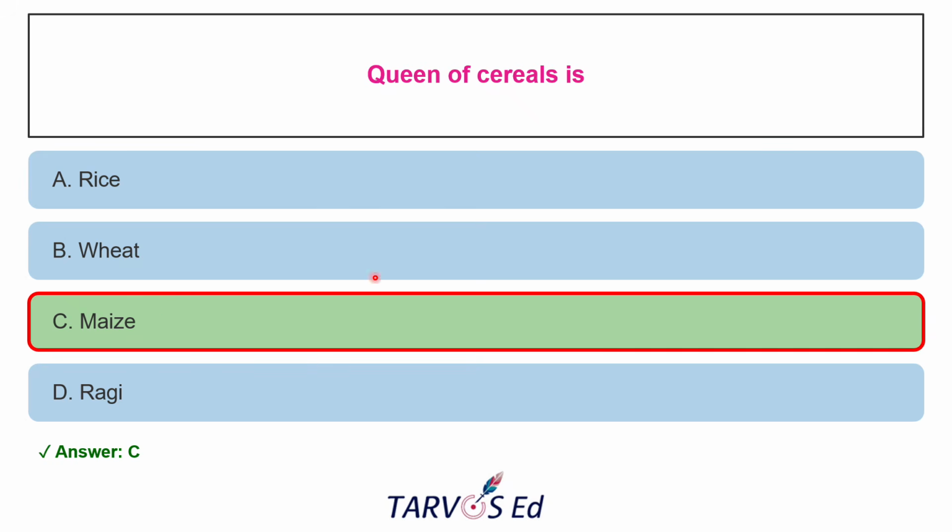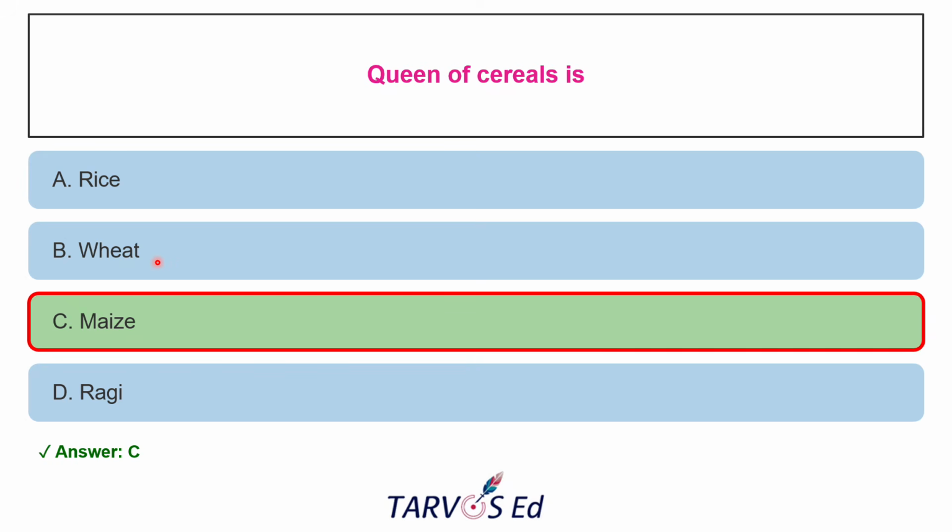The next question is Queen of cereal is, and the options given for this are rice, wheat, maize, ragi. So the correct answer is maize. Maize is called as queen of cereal. Okay, because this is the most versatile crop, right? And it is able to produce maximum biomass per unit area. And why not rice means even though it is a staple crop for more than 50% of population, it is not considered as the queen of cereal. Okay, and wheat is king of cereal.